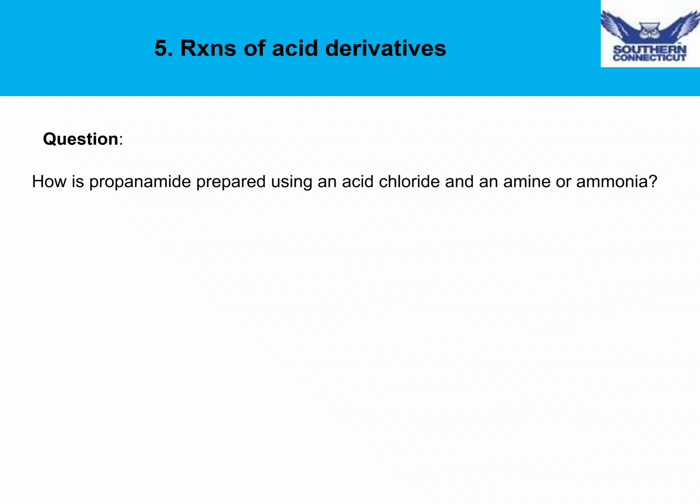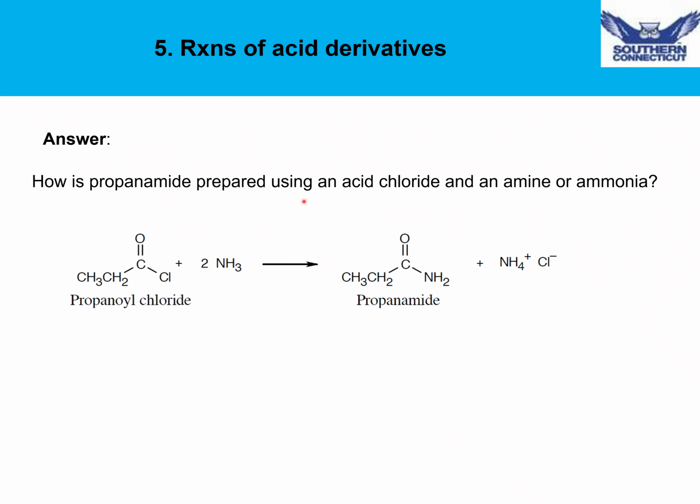We want to prepare propanamide using an acid chloride and an amine or ammonia. So attempt to do this problem before you look at the next slide. So to answer this question, we want to convert propanamide into an acid chloride and amine. In order to do that, we should imagine replacing the amino group with a chlorine. That would give us propanoyl chloride. The amino group, in this case, is NH2. If we add a hydrogen, we come up with ammonia. So that would be the amine that we want to use.